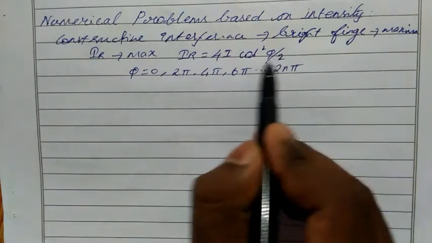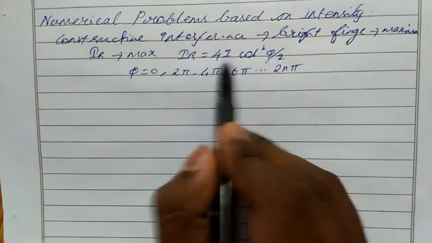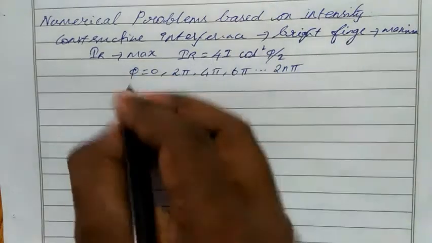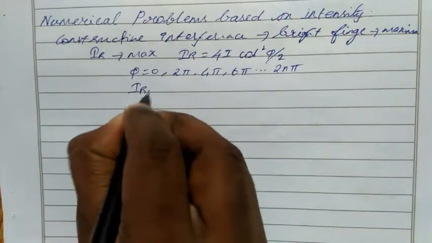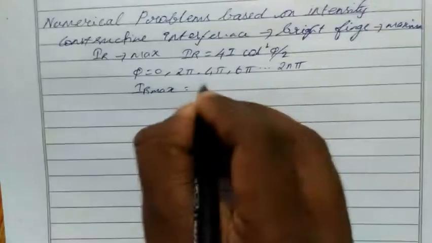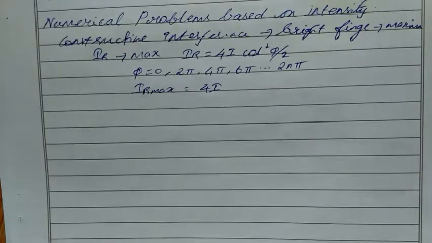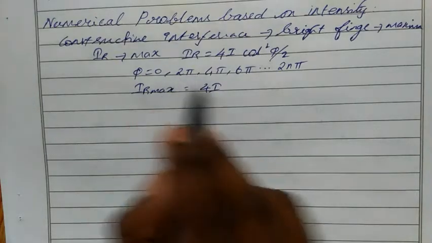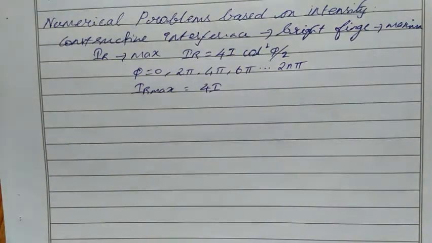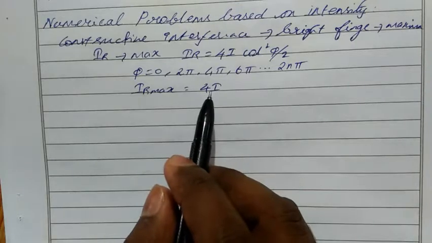So if I substitute 0 here, then we will get cos 0 is 1, then our IR max will be 4I. If we get 2 pi we will get 1, okay, still we get 4I. So for all these values in cos we will get maximum value, IR max equal to 4I.